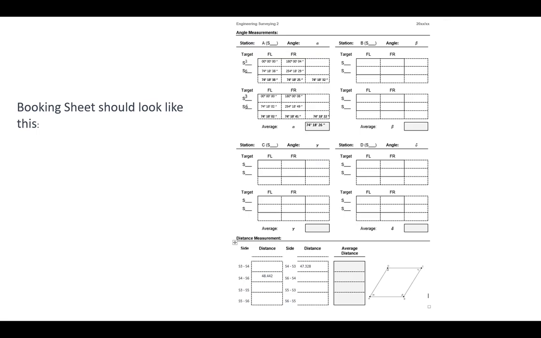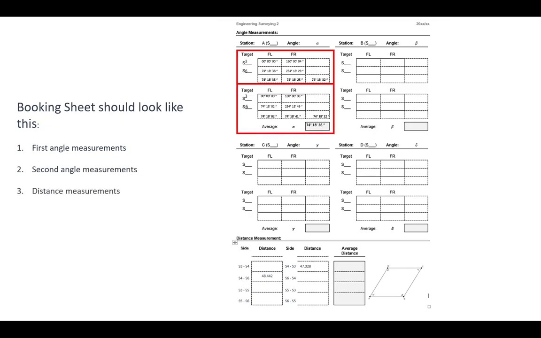So if you follow the instructions carefully, the booking sheet should look something like this. So first of all, we took down our first angle measurements. Next, we moved on to our second angle measurements. And finally, in this portion of the booking sheet, we recorded our distance measurements. So if your results don't look like they do here, just go back over the previous few slides and try again.